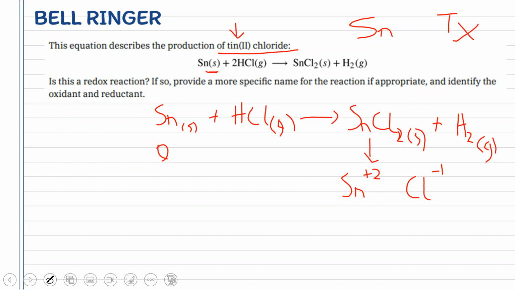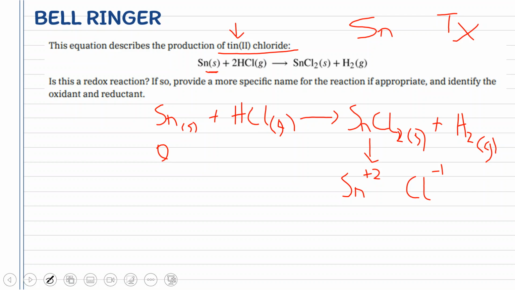Interesting. So let's move on. Just so you know, there are two different kinds of tin. When tin is existing with the oxidation number of 2, we call it tin 2. Tin can also exist with an oxidation state of 4, and then we call that tin 4. So we're dealing with tin 2 here.